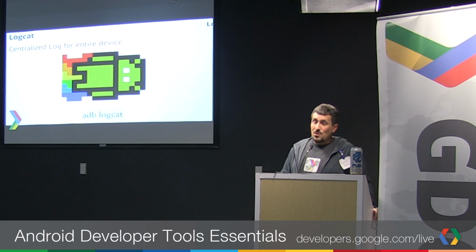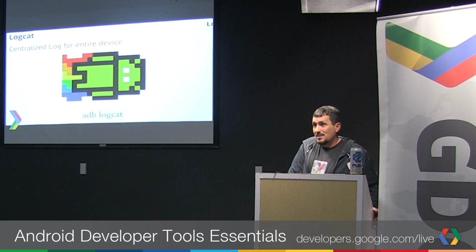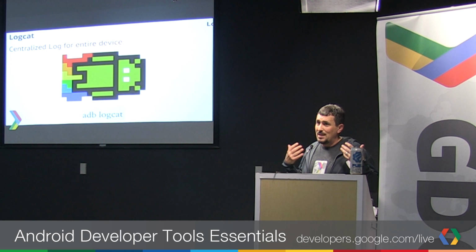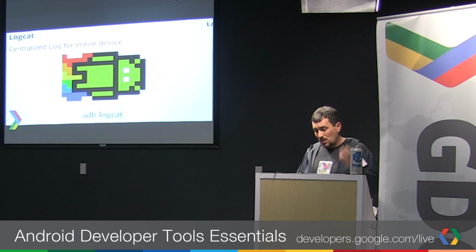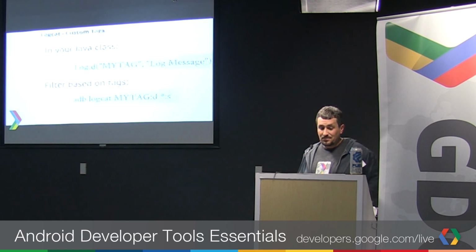The other really important thing that we do with ADB is Logcat. I'm sure you guys are all familiar with Logcat, but I would guess that you're not familiar with all the things that it can do. So I just want to run through a really quick example of some simple stuff in Logcat, explain how it works, and show you some advanced stuff.